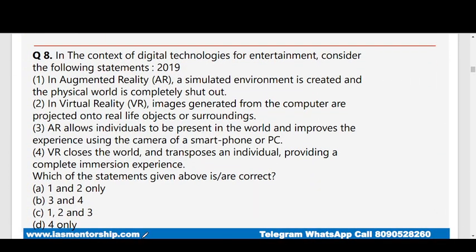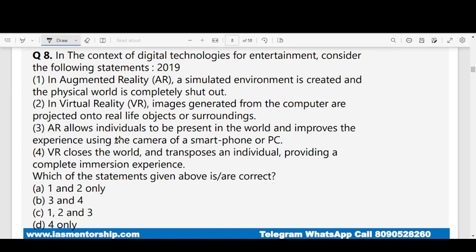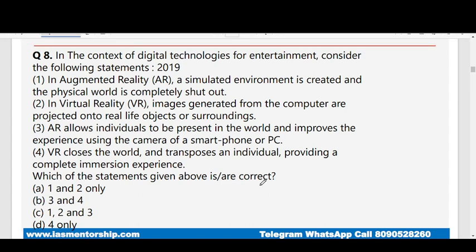In the context of digital technology for entertainment, consider the following statements. In augmented reality, a simulated environment is created and the physical world is completely shut down. In virtual reality, images generated from computers are projected onto real life objects or surroundings. Augmented reality allows an individual to be present in the world and improves the experience using the camera of a smartphone or PC. Virtual reality closes the world and transposes an individual, providing a complete immersion experience. Which of the following statements are correct?